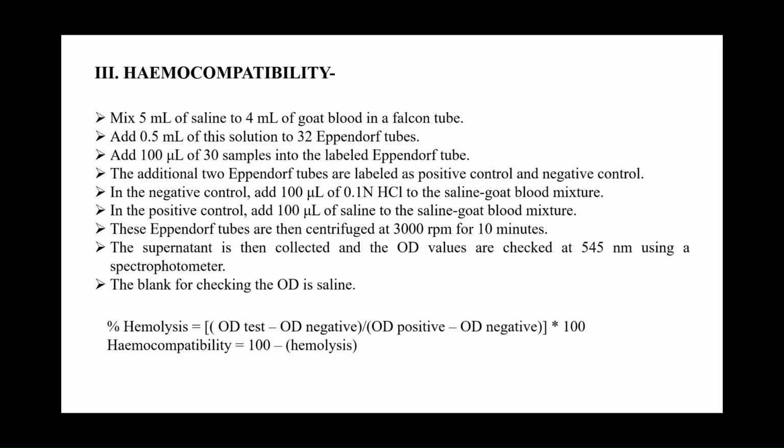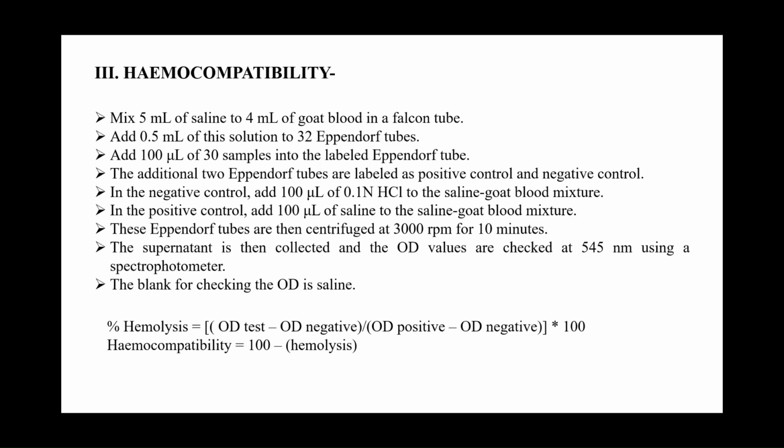So coming to the R3 response, that is hemocompatibility, in which we mixed 5 ml of saline to 4 ml of goat blood in a Falcon tube. Then we added 0.5 ml of this solution to 32 Eppendorf tubes. Then we added 100 microliters of 30 samples into the labeled Eppendorf tubes. Then the additional 2 Eppendorf tubes are labeled as positive and negative control. In the negative control, we added 100 microliters of 0.1 normality HCl to the saline goat blood mixture.